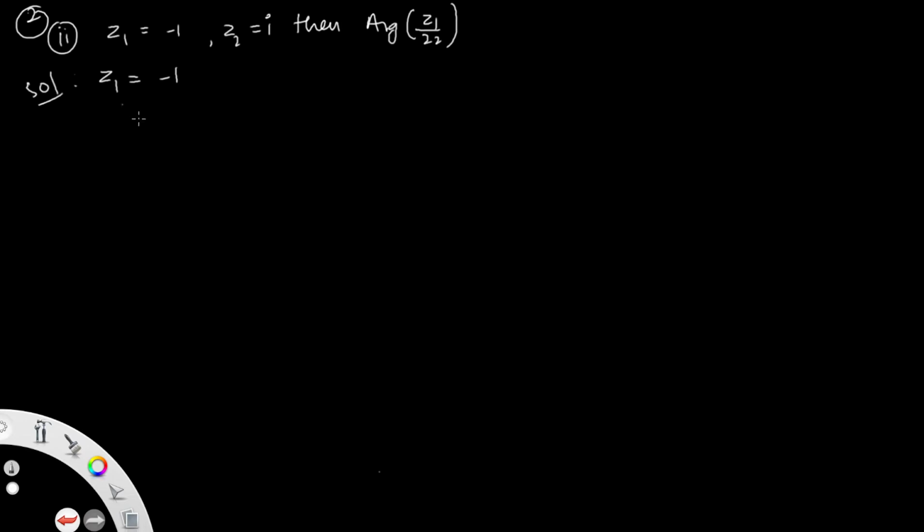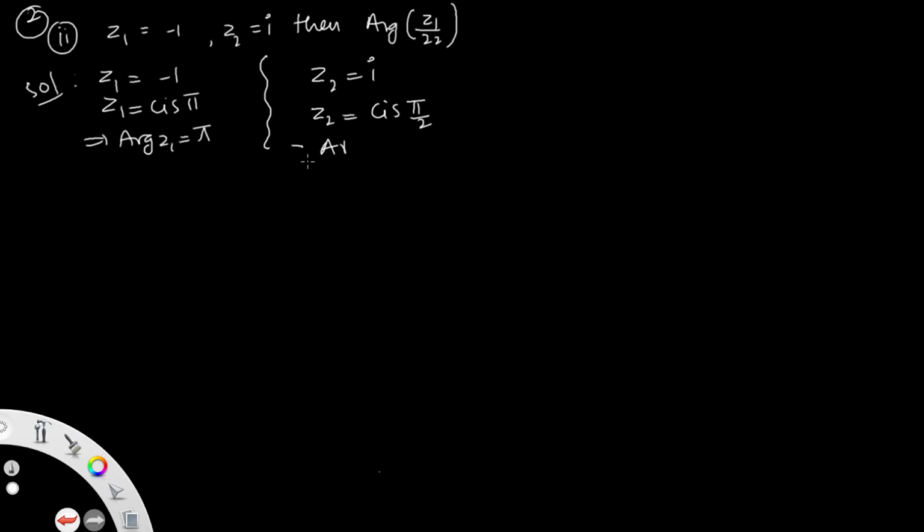So that is minus 1, nothing but cis pi. That is z1. Now find the argument of z1, which is nothing but the angle. Argument means the angle made by this number. Similarly, z2 equals i. i means cis pi by 2. Cis pi by 2 is cis i. Therefore the argument of z2 is nothing but the angle, which means pi by 2.